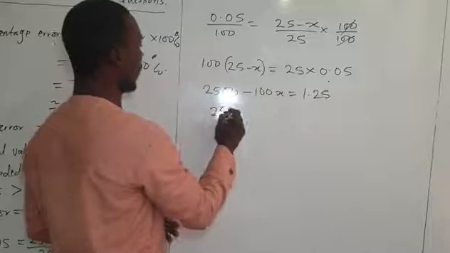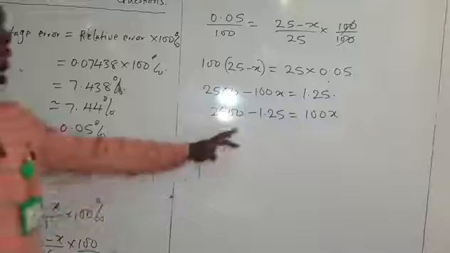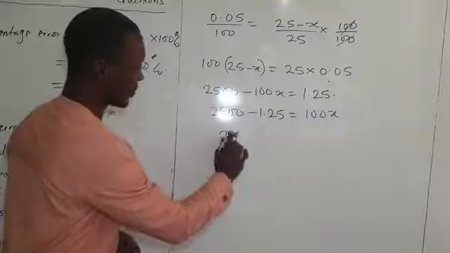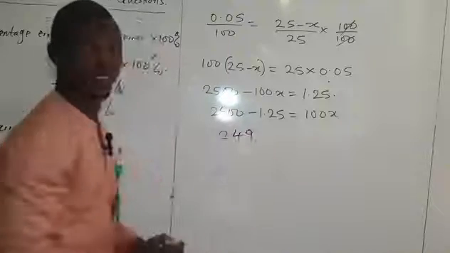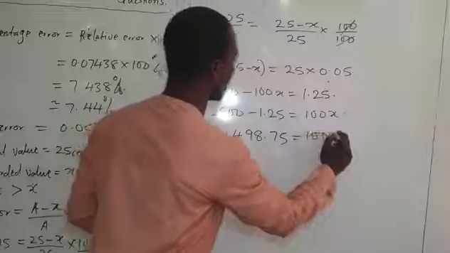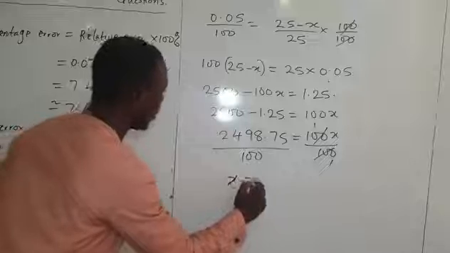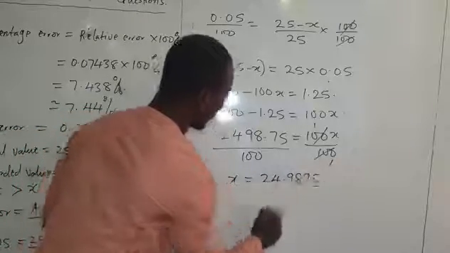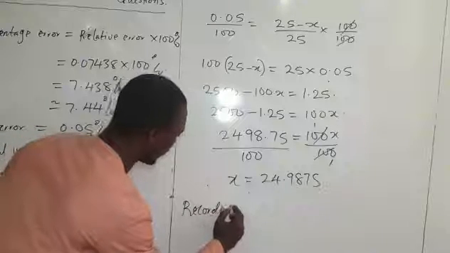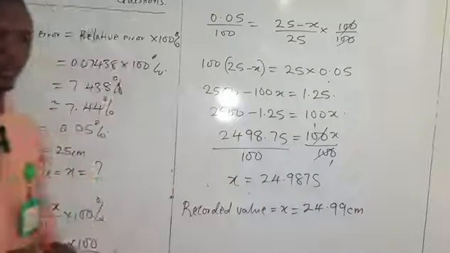After that we collect like terms. We now have 2,500 minus 1.25 equals 100X. So 2,500 minus 1.25 gives us 2,498.75 equals 100X. So the next thing to do is to divide both sides by 100. We are left with X equals 24.9875. But we are asked to correct to 2 decimal places, so the recorded measurement X is equal to 24.99 centimeters, which is option C.